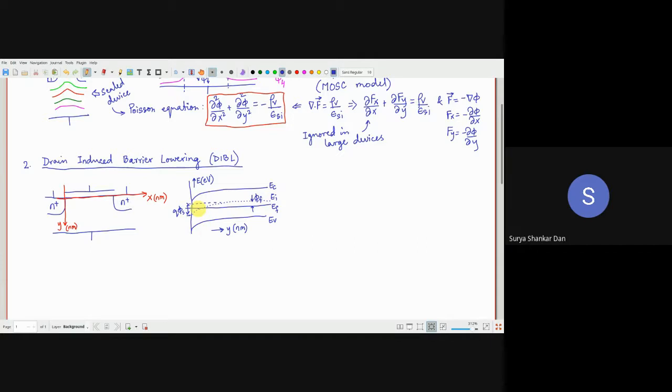But what is important is this viewpoint was relevant for the MOS capacitor operation, and this was finally used in case of MOSFETs as well, 3T-MOS and 4T-MOS as well. But this was along the y direction. Now, another approach of looking into the band diagram is along the x direction. So how does the x direction look like?